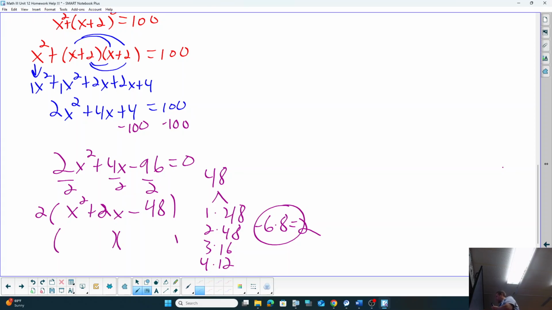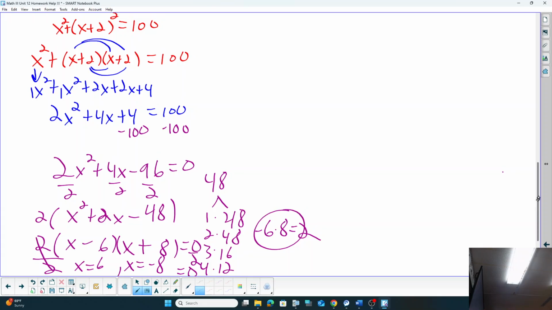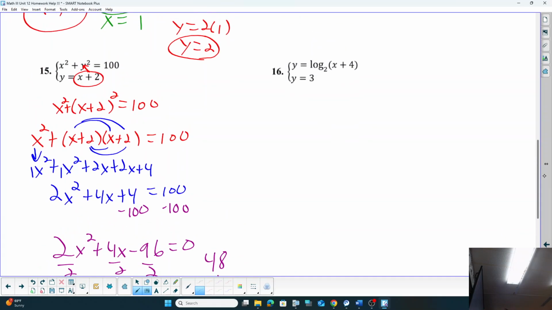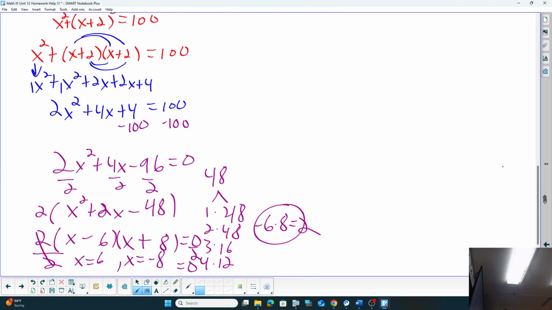So we factor that, we're going to do x and x. 6 times 8 is 48. Sign of the middle term goes with the bigger number, good. We get the 2. When we set them all equal to 0, you divide that 2 to the other side, and that just goes away with the 0 there. Setting equal to 0, we get x equals 6, and x equals negative 8. Wahoo!